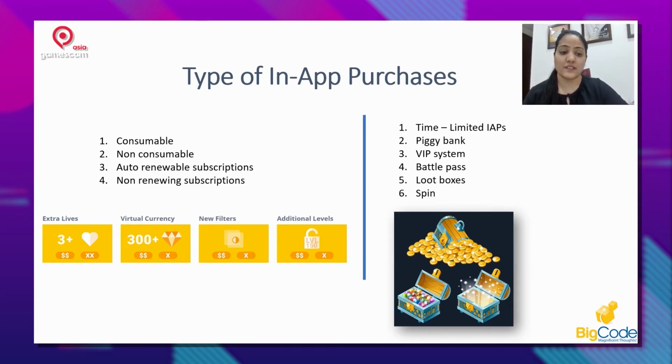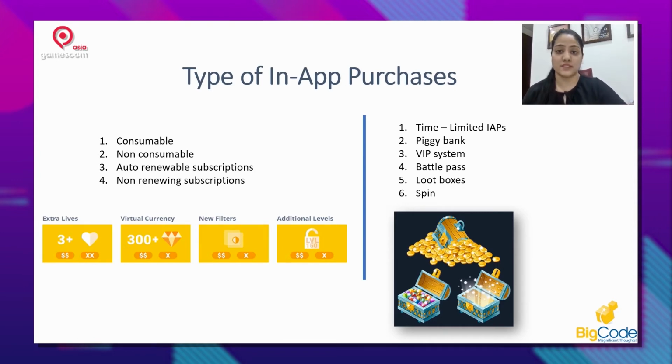If you look at some of the top grossing mobile games, you will notice they use different models and techniques. This is because different types of in-app purchases work better for different game genres. In most cases, we separate them into four different categories: consumable, non-consumable, auto-renewable subscriptions, and non-renewing subscriptions.